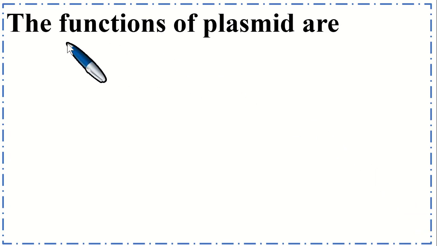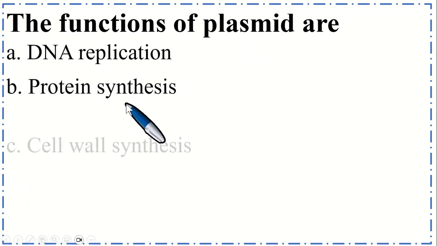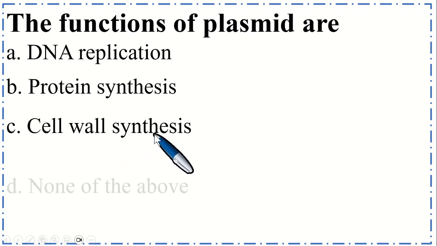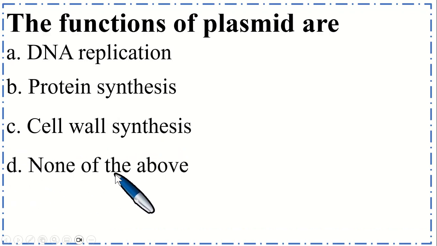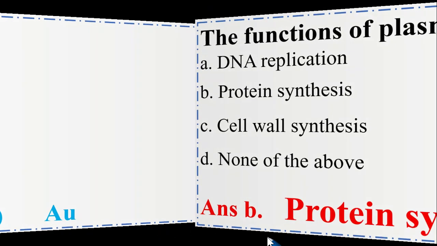Dear students, this is very important MCQs. The functions of plasmids are option A DNA replication, B protein synthesis, C cell wall synthesis, and option D none of the above. So the correct option is B protein synthesis.